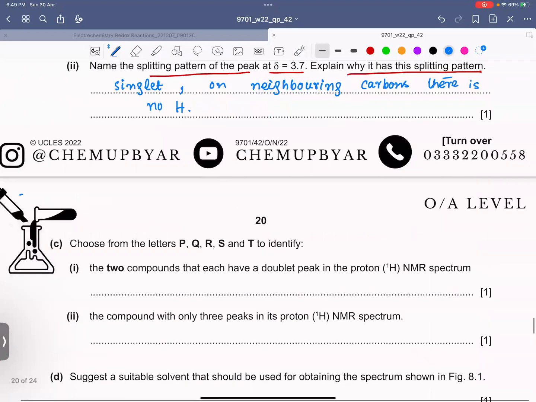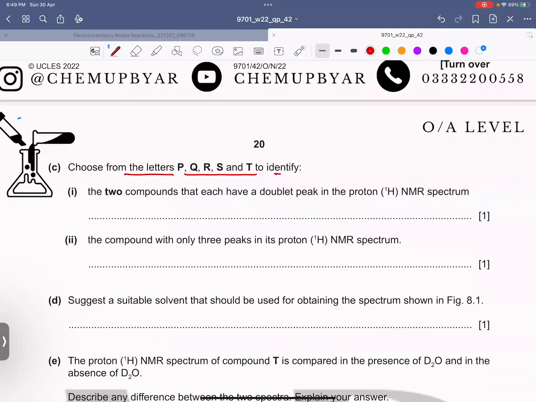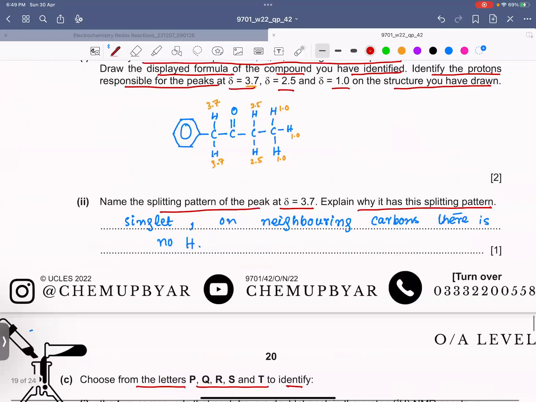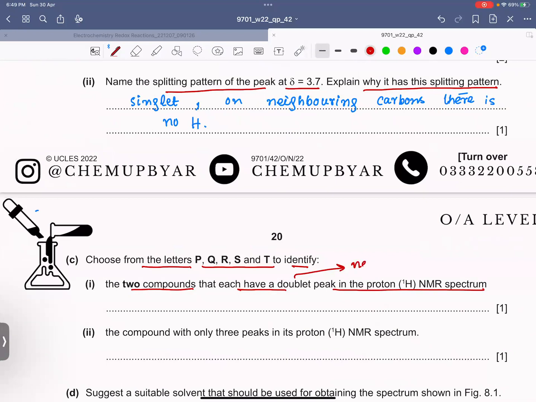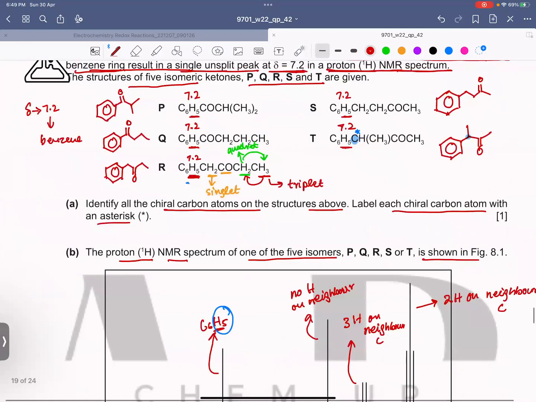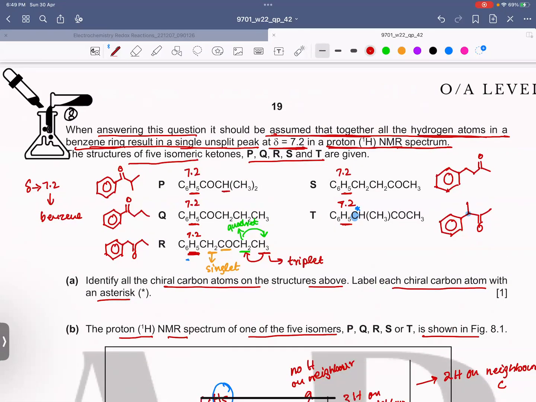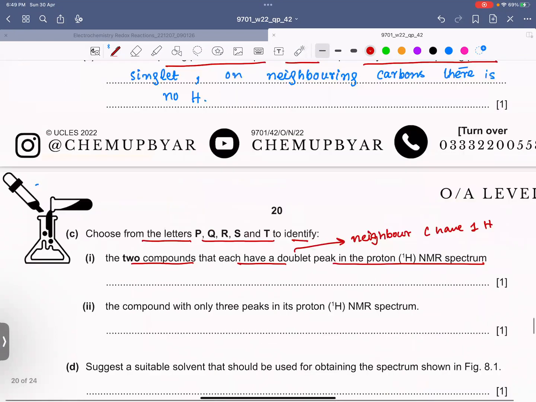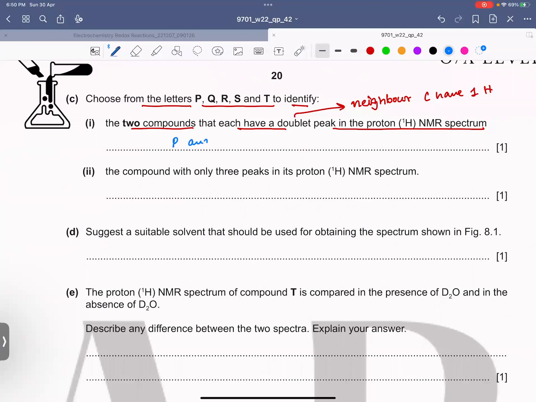Okay. Now, choose from the letters P, Q, R, S, and T to identify the two compounds that each have a doublet peak in proton NMR spectrum. Okay, so see, for a doublet the neighbor carbon must have how many hydrogens? Yes? One. One hydrogen, right? So let's figure it out. Here we are observing one hydrogen. And here we are observing one hydrogen. So it means in these two spectra, there must be a doublet because these hydrogens are neighbor to some other carbon which has a hydrogen as well. So here I can write P and T.